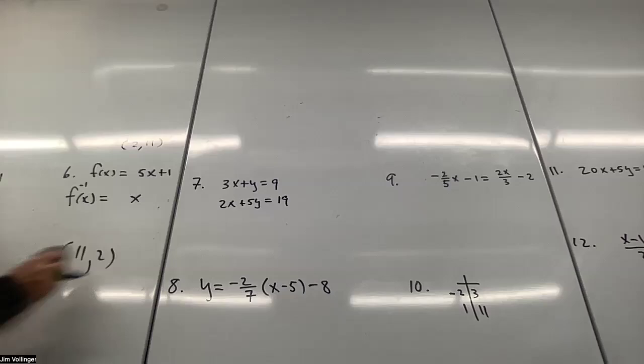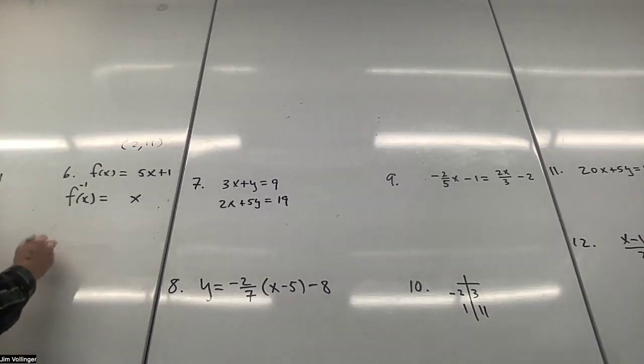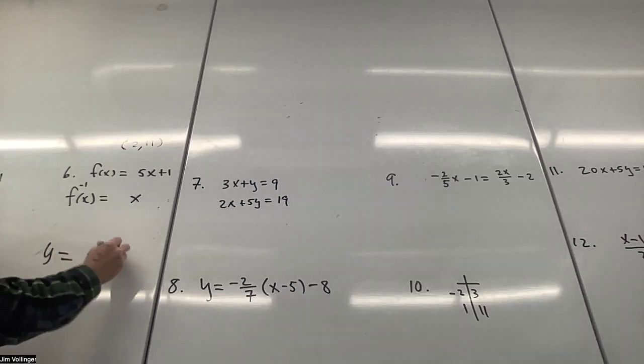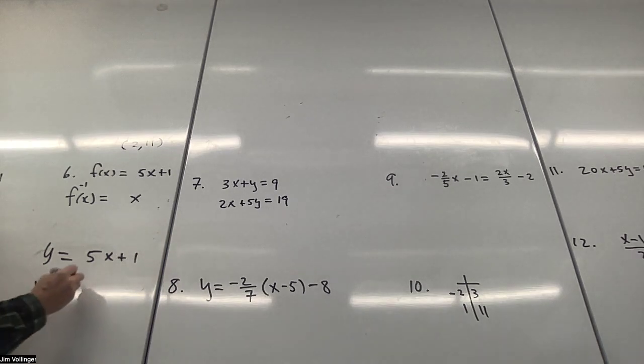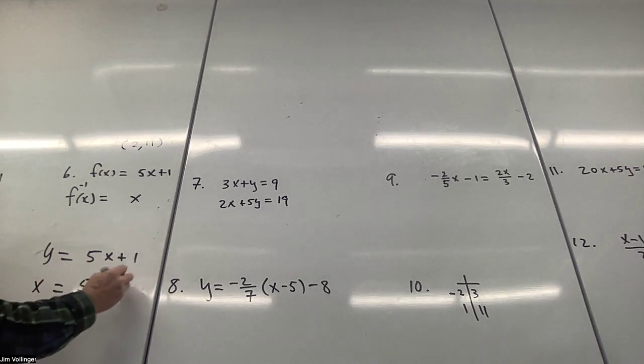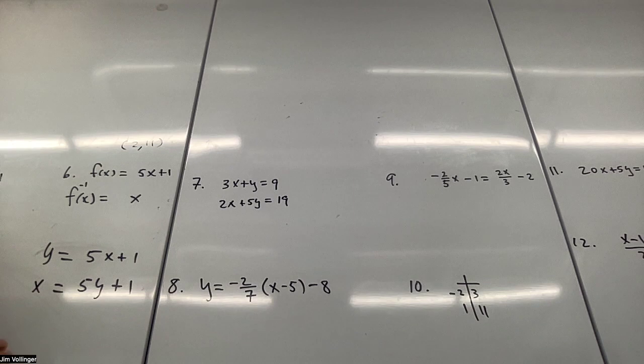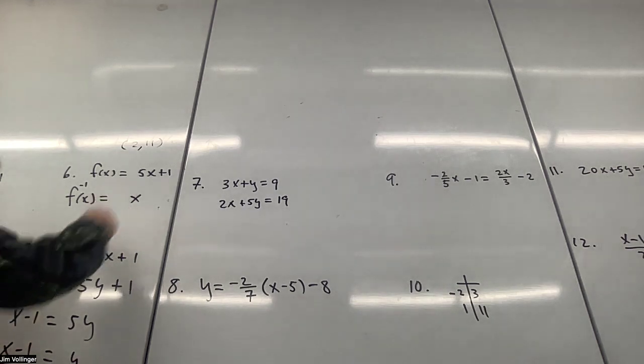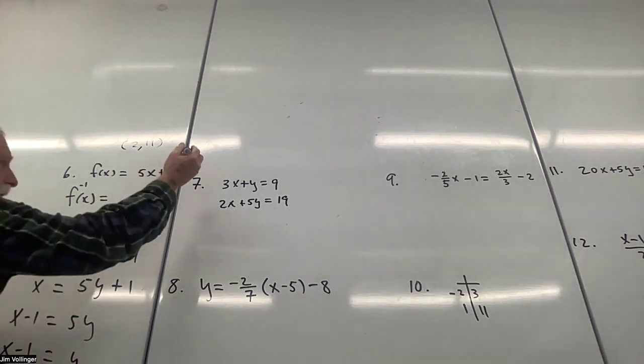Now, textbooks would say y equals 5x plus 1. Change the x's and the y's and solve for y. That's all good. Don't get me wrong. Nothing wrong with this. x minus 1 equals 5y. Then y equals x minus 1 over 5. I don't think you have to put an x and a y in here. I think that's basically the operations we use to solve an equation.